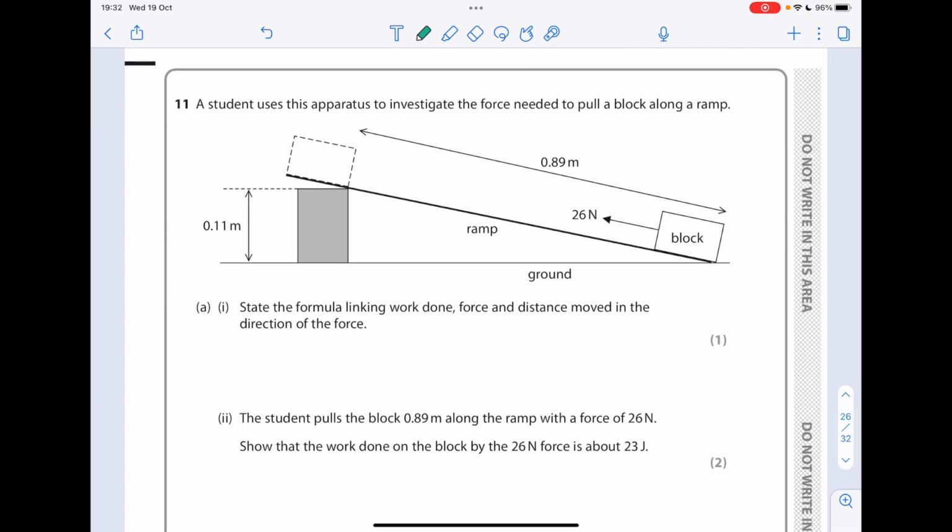A student uses this apparatus to investigate the force needed to pull a block along a ramp. State the formula linking work done, force and distance. So there's work done, force and distance, so we know it's work done equals force times distance.